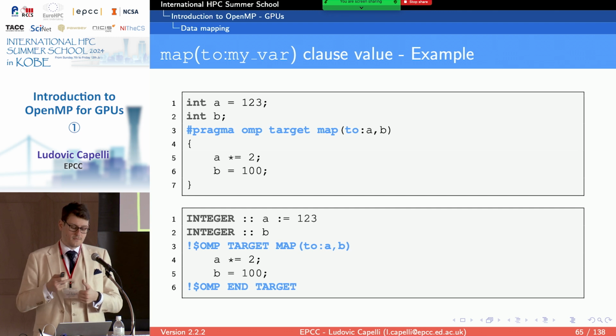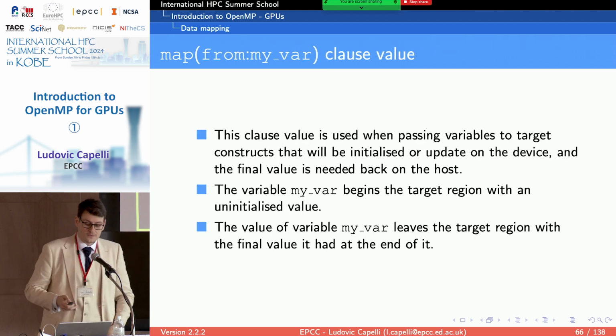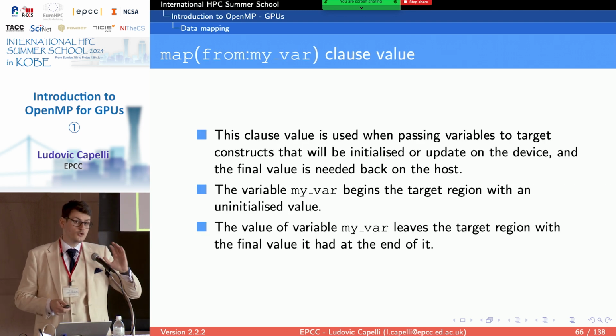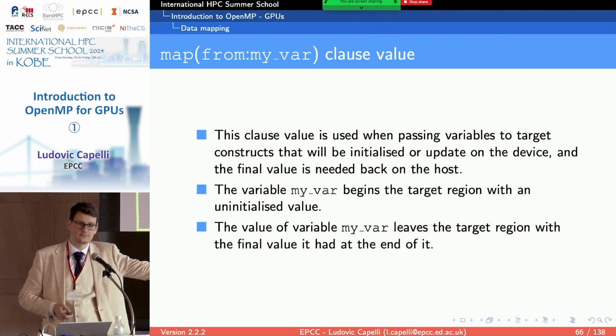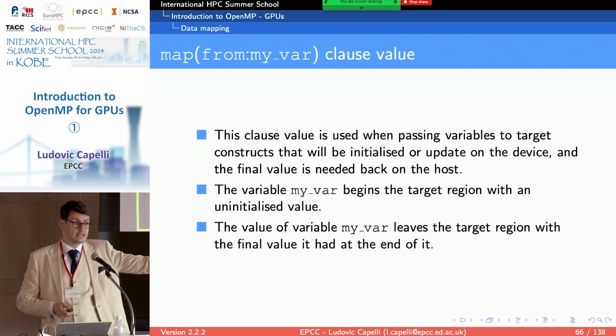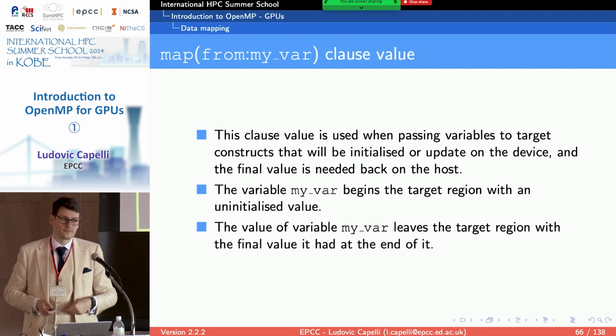So we've seen to, and from. We've seen to. Guess what comes next? From. From is the opposite, where you're not going to send any value, so it will be uninitialized, but you're definitely getting the value at the very end.